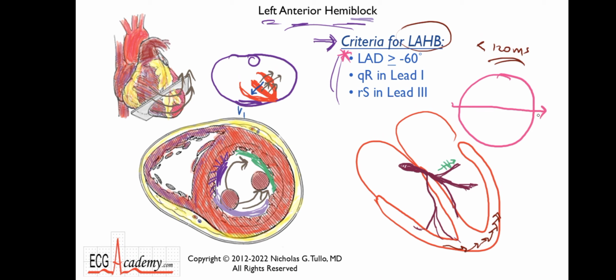Remember, in your circle of axis, your normal axis is going to be down here in this quadrant, and I generally accept minus 15 as still being normal, but when you get to minus 30, which means that lead 2, which is 60 degrees above the horizontal, is isoelectric. When lead 2 becomes isoelectric, then that gives you an axis of minus 30.